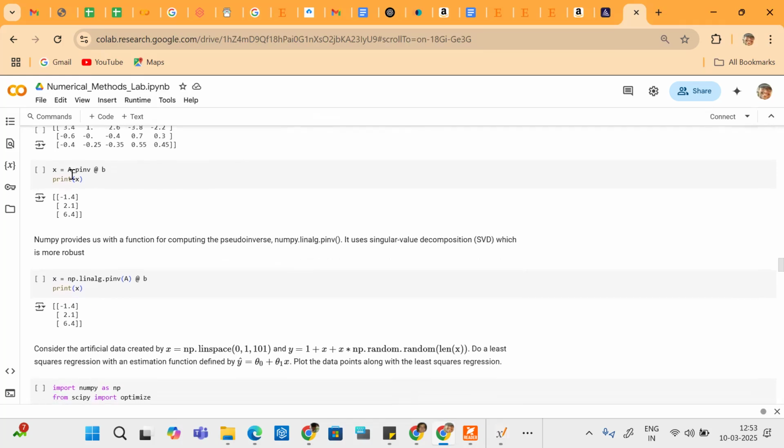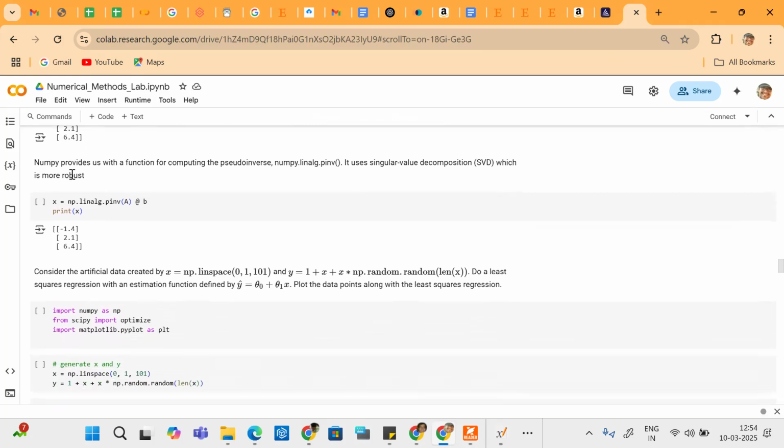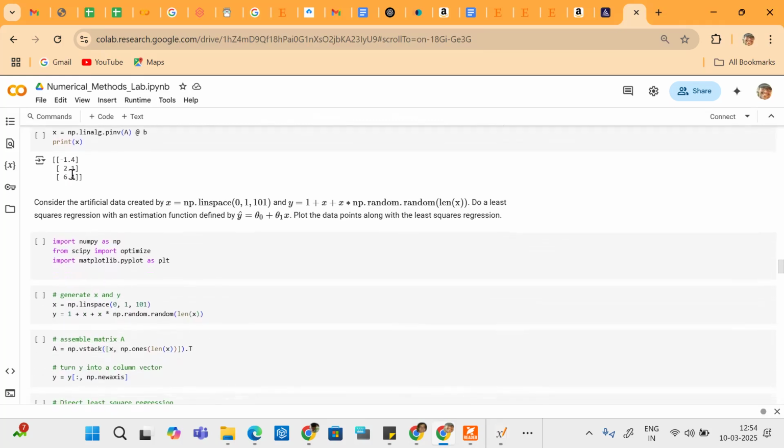NumPy provides a function for computing the pseudo inverse, PINV. If you use PINV, it will do it for you. So PINV of A, that's it. You just have to note what A and B are, and compute the pseudo inverse of A times B. Finish. You get the same answer in both cases, minus 1.4, minus 1.4. So you can do it either way, but I suggest you use the PINV function in Python to compute the pseudo inverse. Maybe next class we can see more of this.